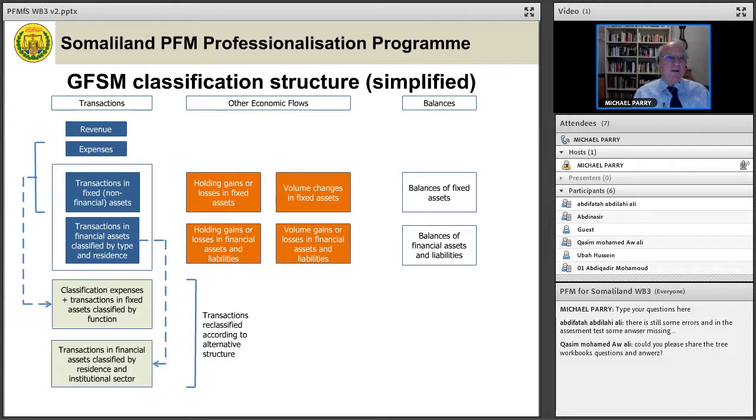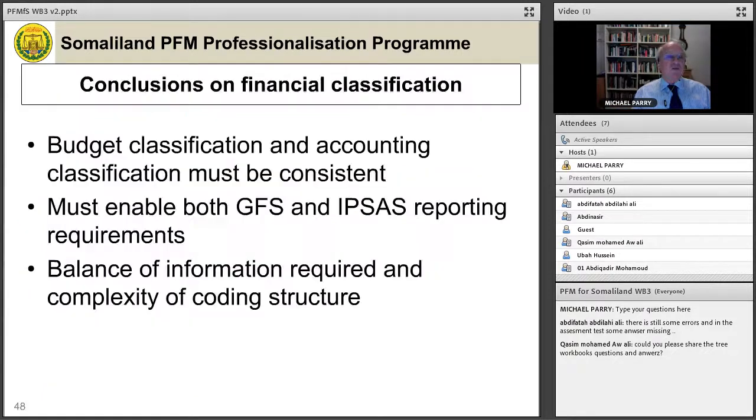That's quite a big exercise. In fact, setting up a classification structure for a country is a complicated exercise. But as I say, if you're building one from scratch, the GFS classification is actually a good starting point.